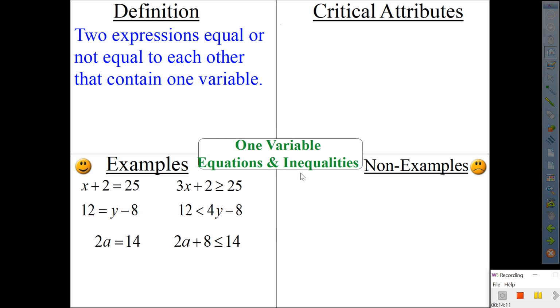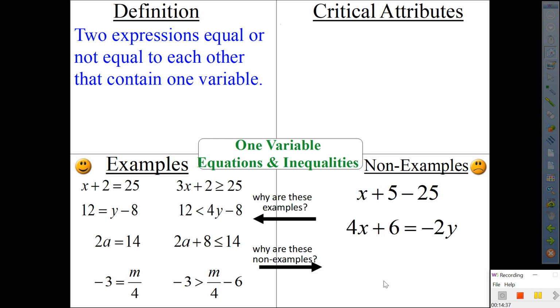Once again, one-variable equations and inequalities. What do they have in common? They are two expressions that are equal or not equal, but they only have what? One variable. You already have this, we took notes on this last week in your Cornell notes. And I said, okay, if these are one-variable equations and inequalities, why are these two not? Tell your neighbor, please.